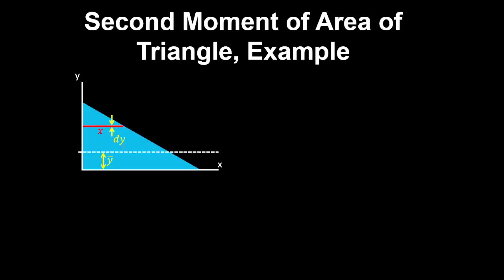Let's find a second moment of area of this triangle about the centroid. To simplify this problem, we can use the parallel axis theorem to find a second moment of area about the x-axis, and then solve this equation to find a second moment of area about the centroid. And we know that the centroid is located at 1/3 of the height of the triangle.